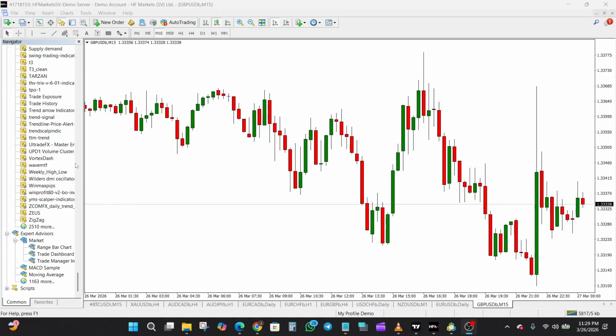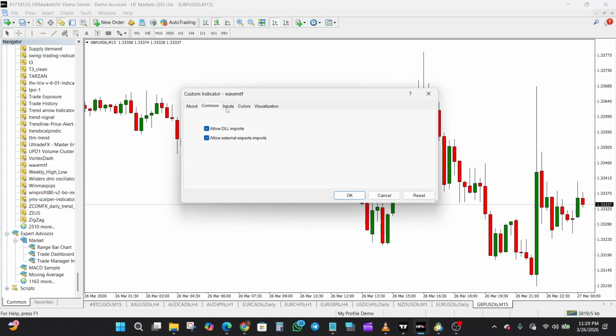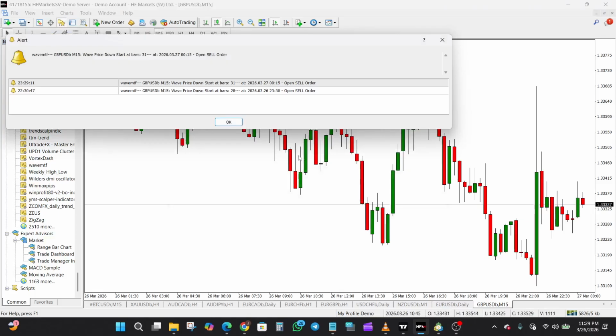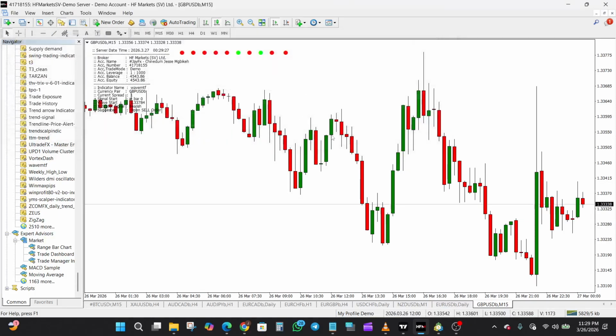Alright, so let us start by adding the indicator to the chart. Here we go. Alright, so basically this indicator shows you real-time alerts and of course signals across different time frames.